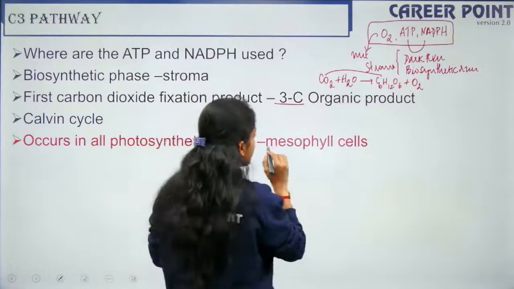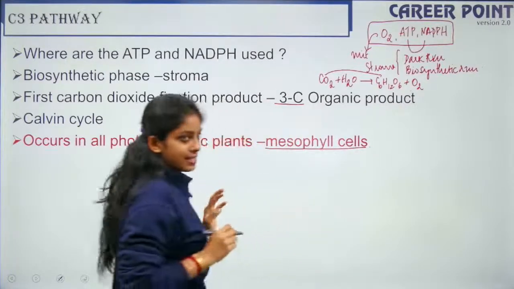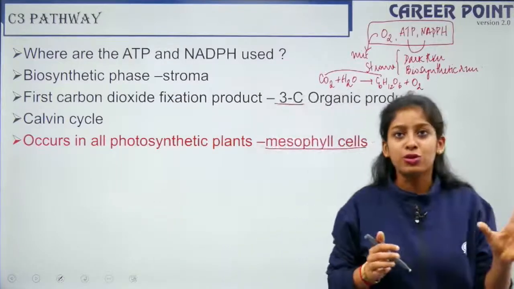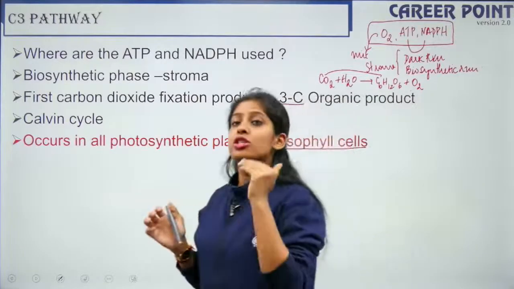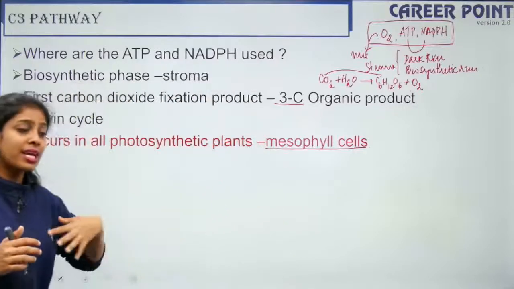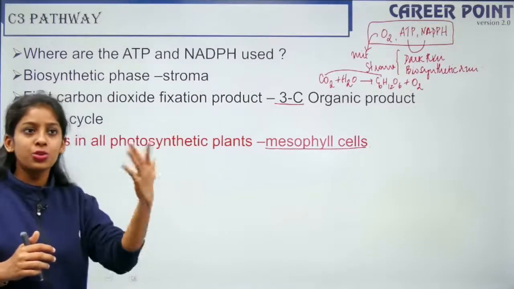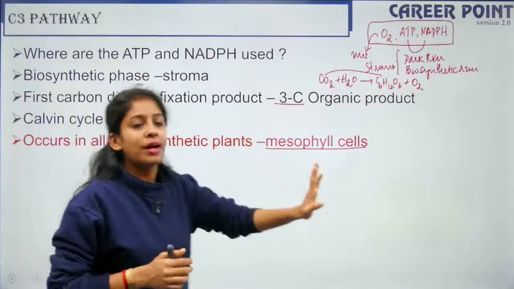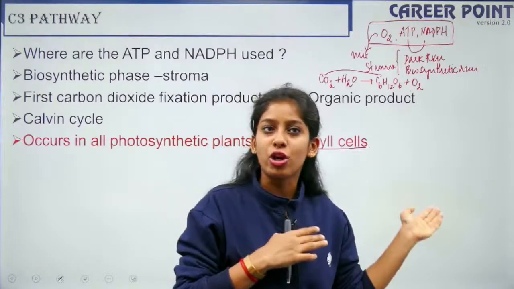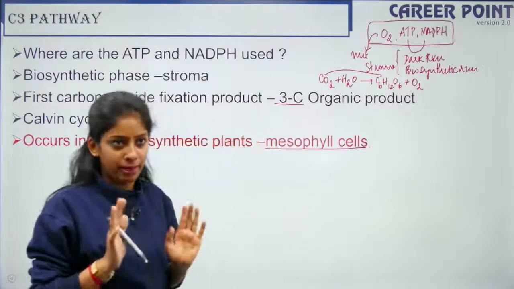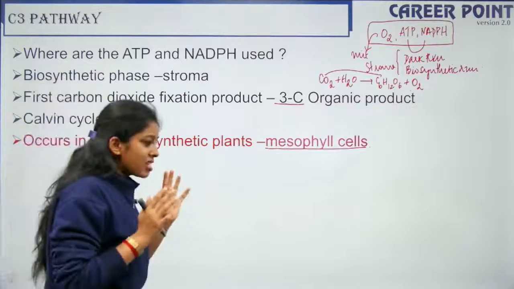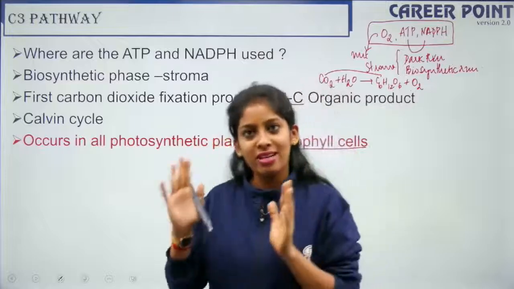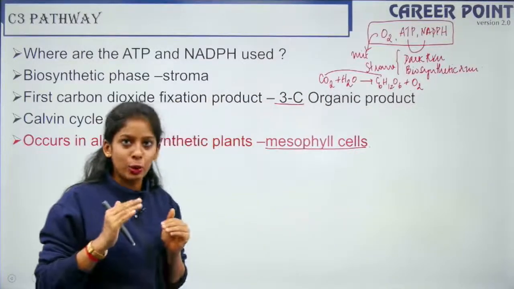So it especially occurs in the mesophyll cells. You students always have a confusion between bundle sheath cells and mesophyll cells. So C3 happens in all photosynthetic plants, be it a C4 plant or a CAM plant. C3 happens in all photosynthetic plants. All green plants that undergo photosynthesis have the Calvin cycle happening, right? So generally you have 2 types of plants, C3 and C4. Even in C4 plants, the C3 cycle will happen.